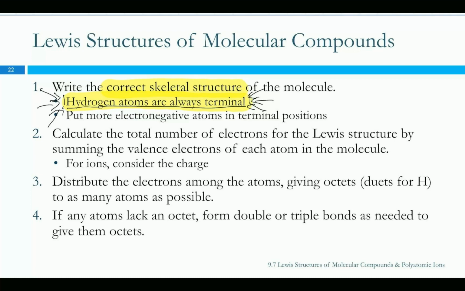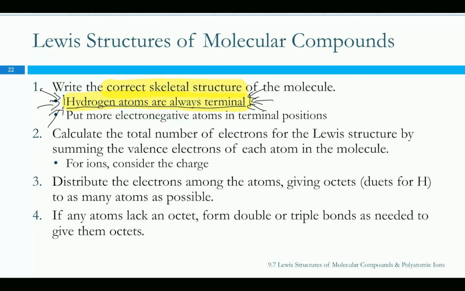Then if you have more electronegative atoms, put those in terminal positions. Talk more about electronegativity later. Have we talked about electronegativity yet? Same trend as size, actually. So fluorine is the most electronegative. The least electronegative would be in the opposite corner. So top right of the periodic table is the most electronegative. Bottom left is the least. This is not going to be super, super important yet.